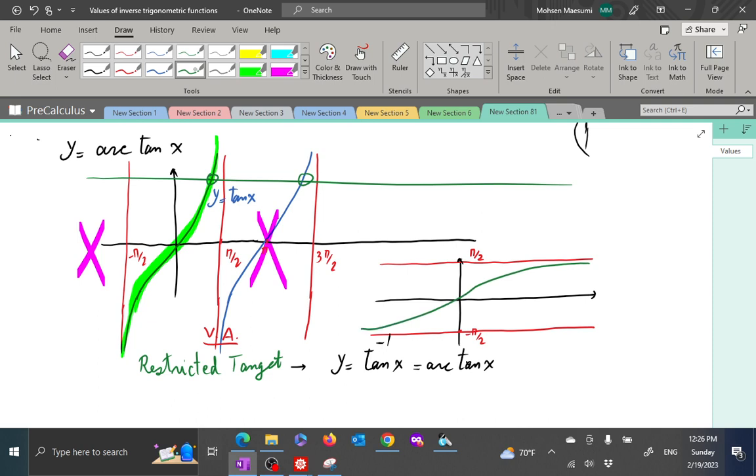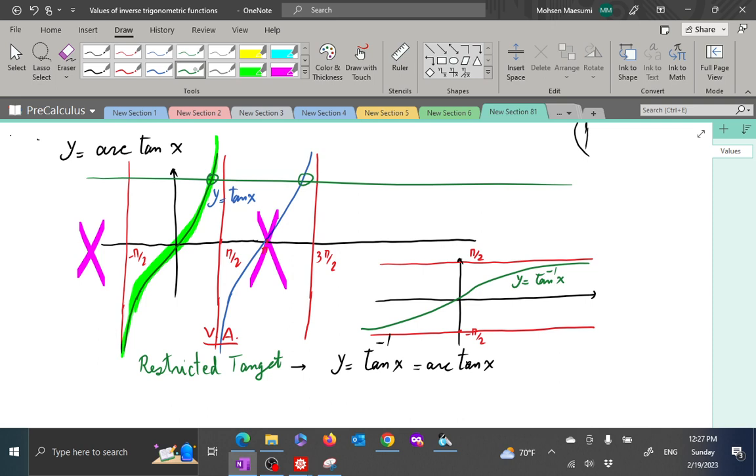So just like the other ones, we have to draw x equal to tangent of y. That's going to be several of these blocks going up and down, and we are just choosing the central one as our chosen piece. So this is the graph of y is equal to tangent inverse of x.